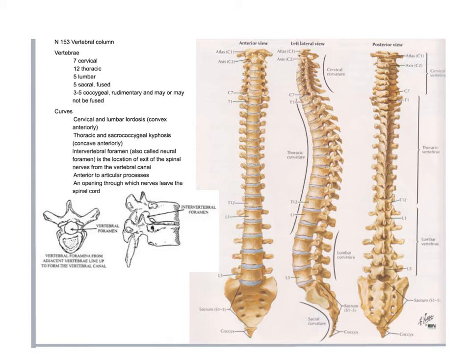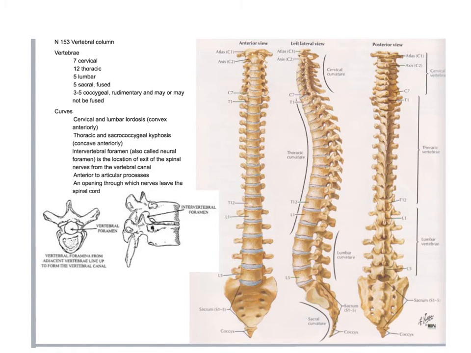Important in the lateral view of the vertebral column is to realize that you have two different types of curves or convexity. In the cervical and lumbar regions, you're going to have a lordosis. That means it's convex anteriorly. And you have the thoracic and the sacrococcygeal areas with the kyphosis. The kyphosis means concave anteriorly.